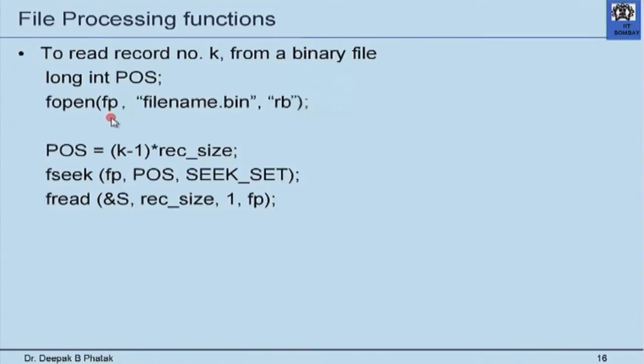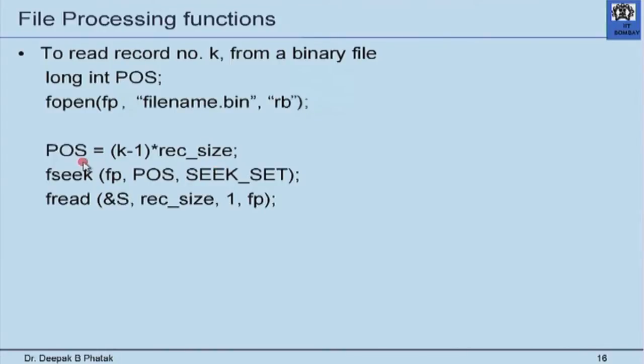Now suppose I want to read the kth record of the file. I am calculating pos as equal to (k minus 1) times the record size. So k minus 1 are the previous records. Since the first position is 0, the second is 0 plus record size, the third is 0 plus 2 times record size, and so on. So (k minus 1) times record size will point to the kth record. What is this rec_size? You'll recall that rec_size is what I calculated from my structure.